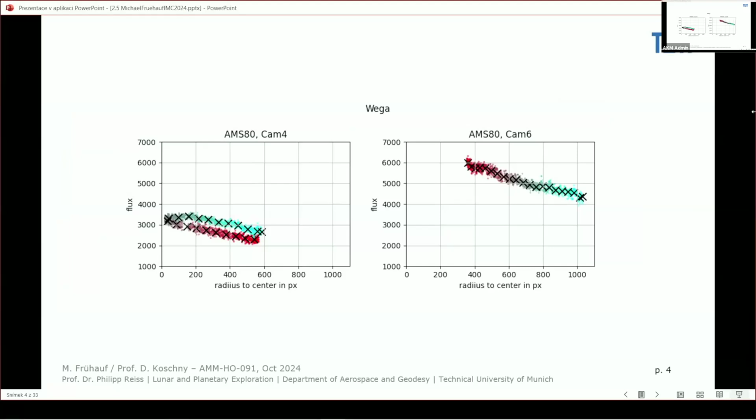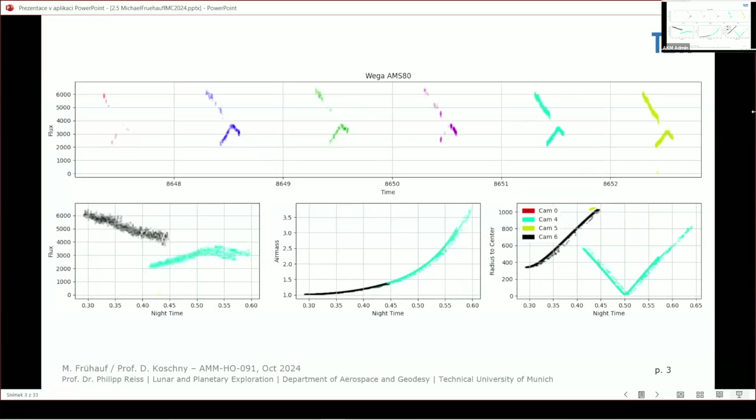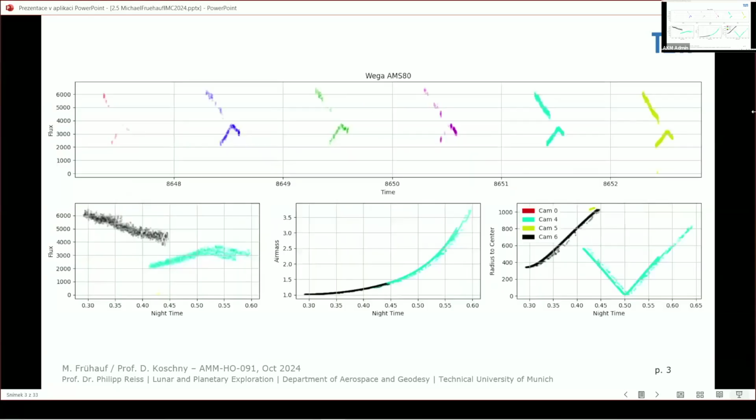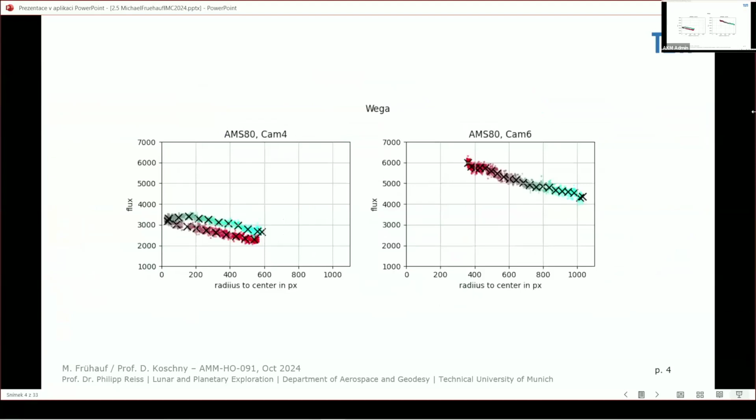That's quite interesting, because just remember, the star is moving closer to the horizon, so we would expect an extinction effect. So it should be the other way around. That was basically my first impression. So what is going on here? We need to take a closer look.